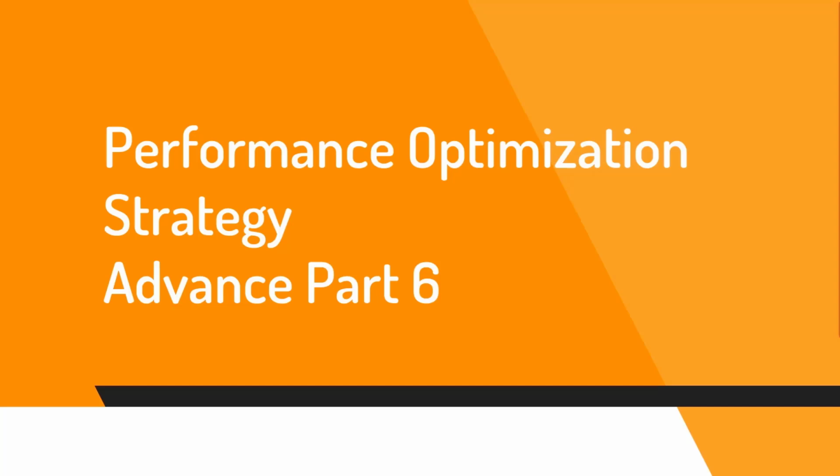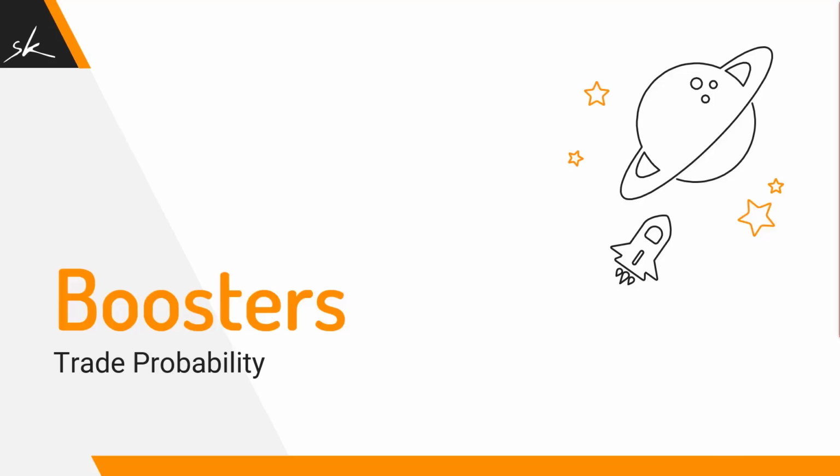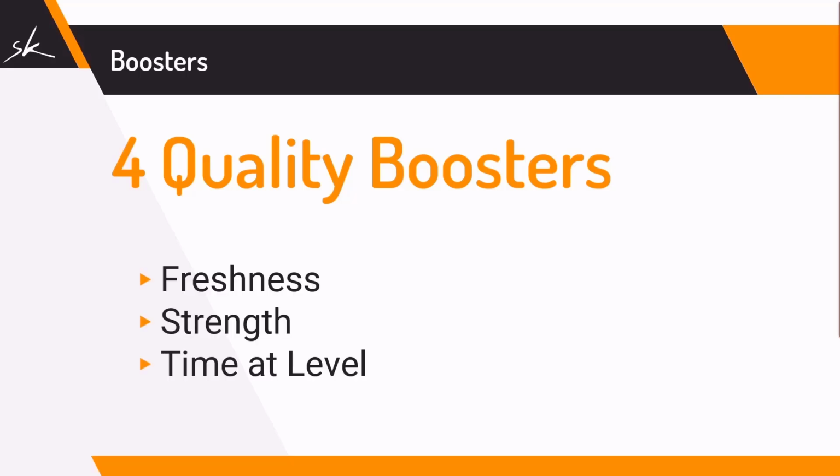Performance Optimization Strategy Advance Part 6. We trade only when a specific criteria occurs on price chart, providing a significant advantage. We measure this advantage by using boosters. In the basic lessons, we covered quality boosters. Now we will be adding probability boosters to understand both trade quality and trade probability. Let us recap 4 quality boosters: freshness, strength, time at the level, and reward to risk ratio.